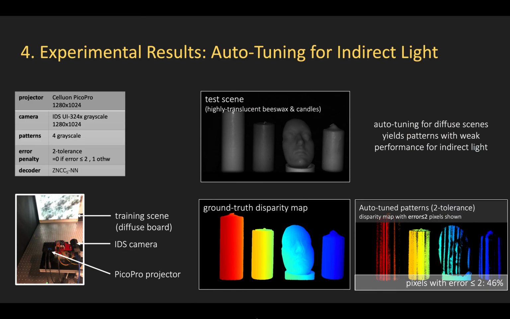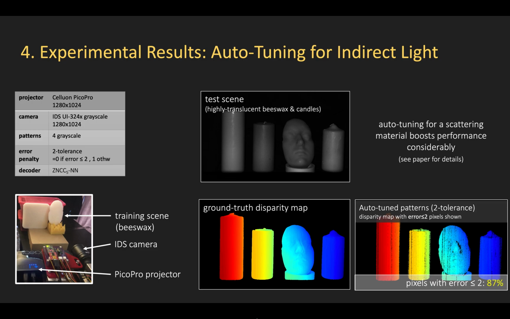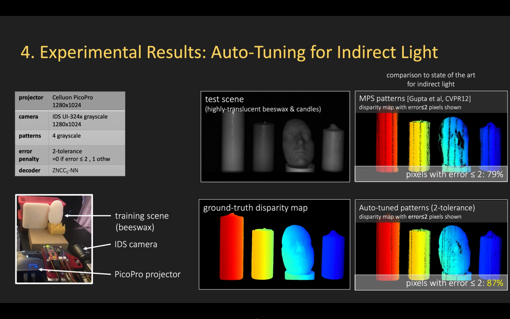And finally, we test the performance on indirect light. We first try patterns and decoder tuned on the board and find it performs weakly for the scene with noticeable indirect light. This is not surprising because the board does not have any indirect light. Next, we change the training scene to the object with noticeable indirect light transport, and we can auto-tune patterns that are far more robust to the indirect light scenes, and also it outperforms the state-of-the-art.